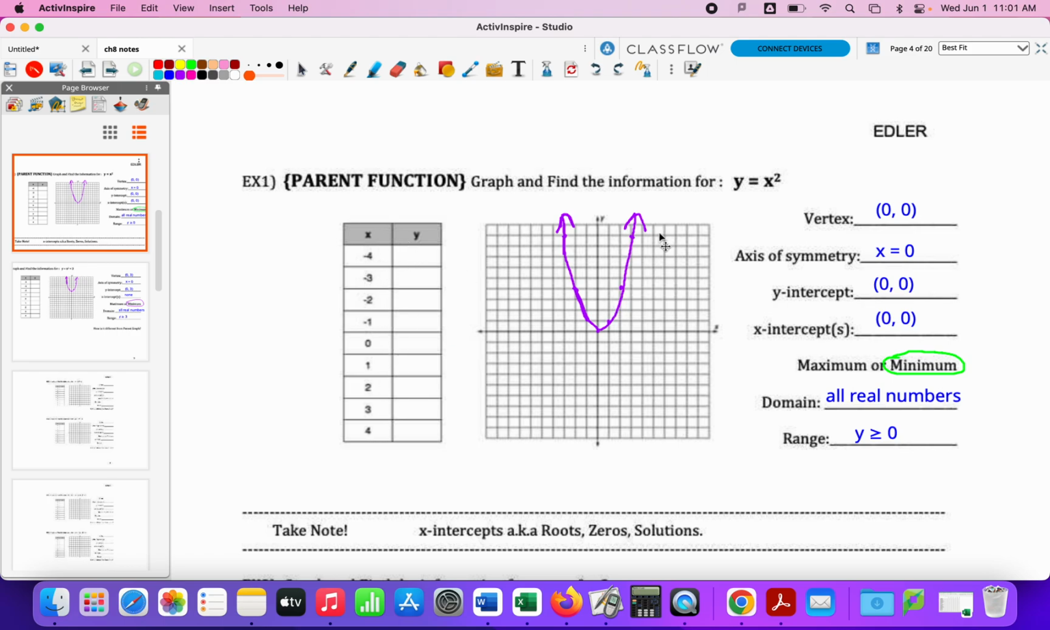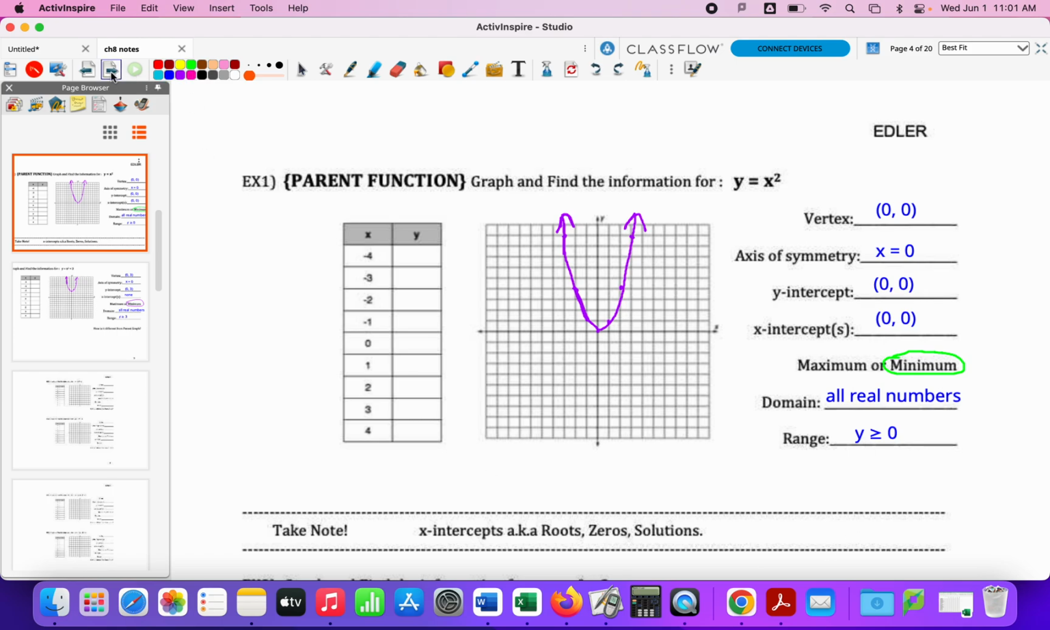You can use a table if you need to. Just plot as many points as you can. So the vertex is that key point right here at (0, 0). Your axis of symmetry is always going to be x equals something. In this case, it'll be x equals 0. If I fold right down x equals 0, that is where, if I fold it along this line, it would be symmetrical. It lines up. The y-intercept is at (0, 0). The x-intercept is at (0, 0) because they all cross right here. Again, this is a pretty simple one. There's nothing too complicated on it. This one has a minimum. Now our domain is going to be all real numbers because you can plug in whatever you want for x. You'll eventually get some sort of y value. Notice it keeps going up here. Our range in this case will be y is greater than or equal to 0.